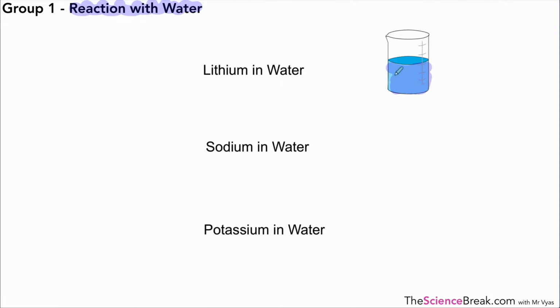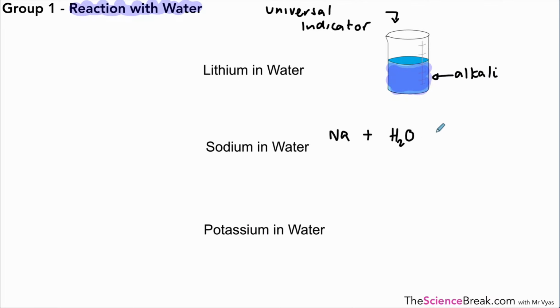Now, the other thing to mention also is the reaction of the metal with the water leaves the metal hydroxide. So if we put some universal indicator in there, the metal hydroxide is an alkali. So the universal indicator will show that the solution left is alkaline, and sodium or lithium or potassium hydroxide are all alkalis.